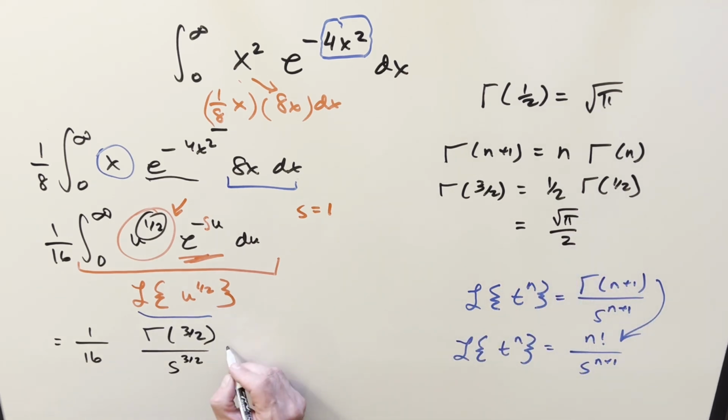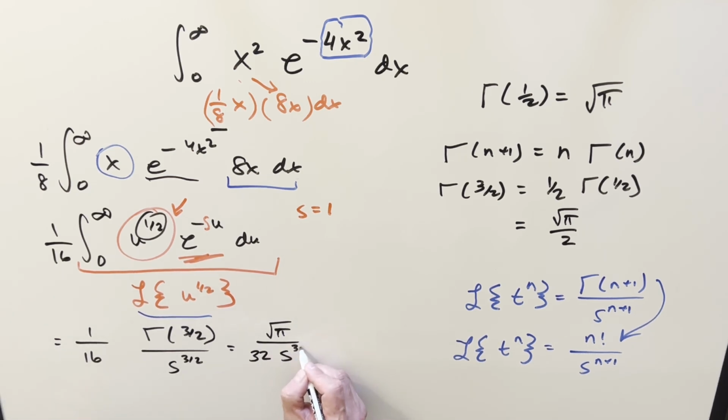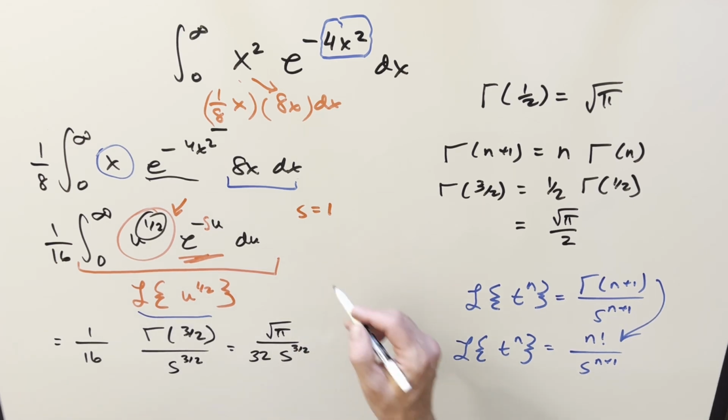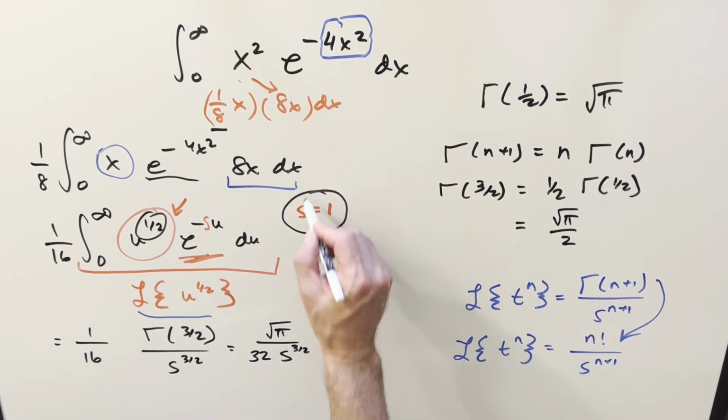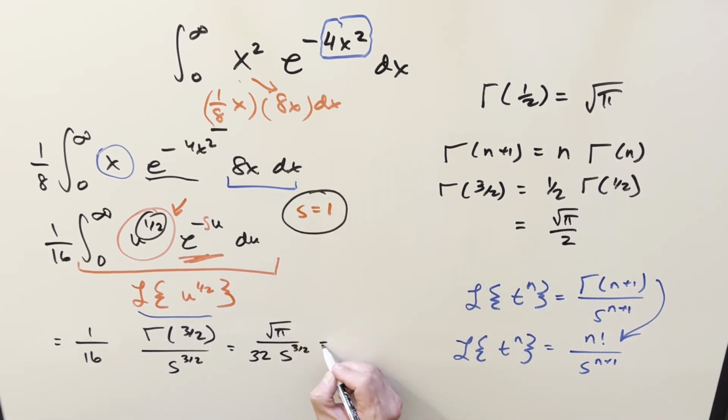So we can plug this back in here for gamma 3/2. We have square root pi over 2. We'll multiply times 16, and we'll have this as 32 times s to the 3/2. But remember earlier we said s is going to just be equal to 1, so we can just plug a 1 back in here. For my final solution of this, we just have square root of pi over 32.